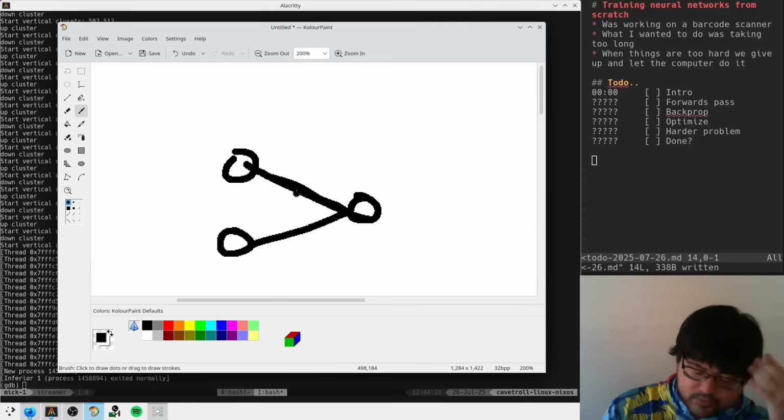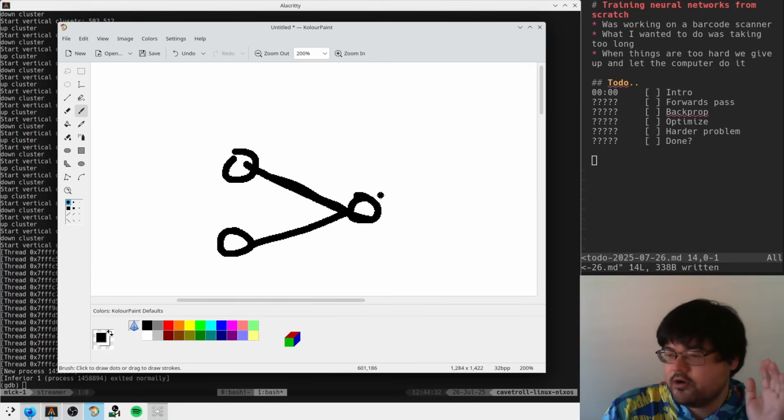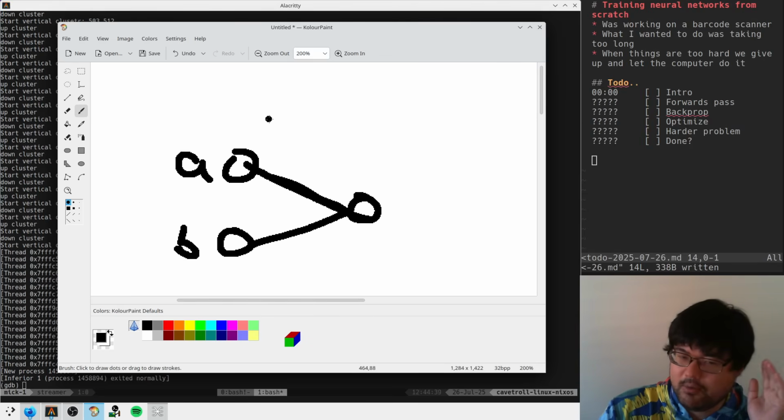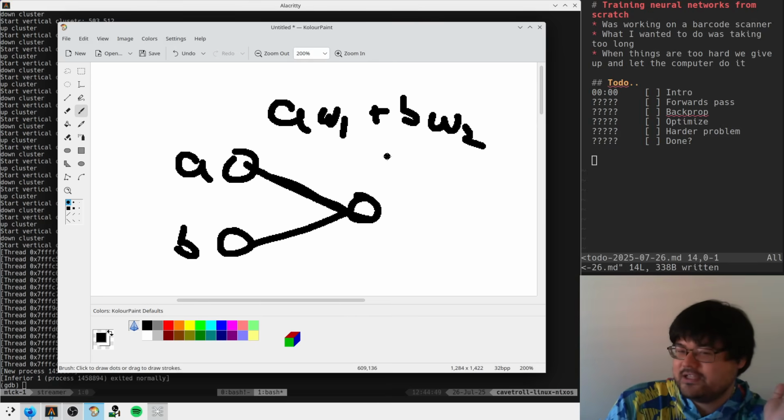But we'll say that as we go from one number to another, we're going to do some multiply adds, right? So we're going to take number 1, or we'll call these numbers A and B, and we're going to multiply A times some number, weight 1, and we're going to add it to B times some number, weight 2, right? That's kind of like the core of neural network training.